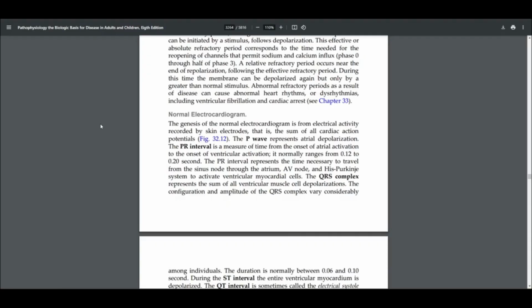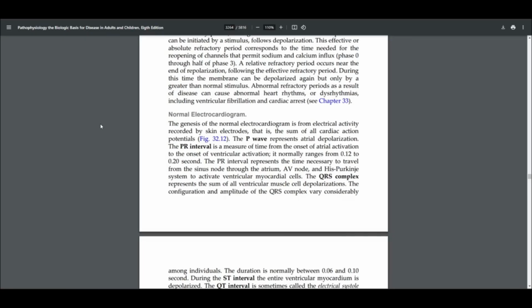Normal electrocardiogram. The genesis of the normal electrocardiogram is from electrical activity recorded by skin electrodes, that is, the sum of all cardiac action potentials. The P wave represents atrial depolarization. The PR interval is the measure of time from the onset of the atrial activation to the onset of ventricular activation. It normally ranges from 0.12 to 0.2 seconds. The PR interval represents the time necessary to travel from the sinus node through the atrium, the AV node, and His-Purkinje system to activate ventricular myocardial cells.